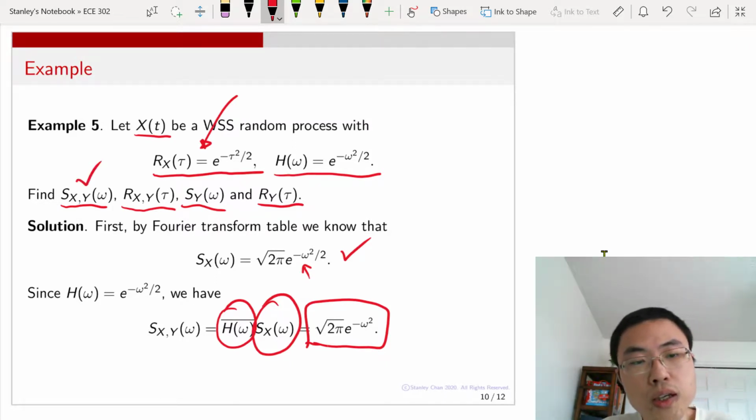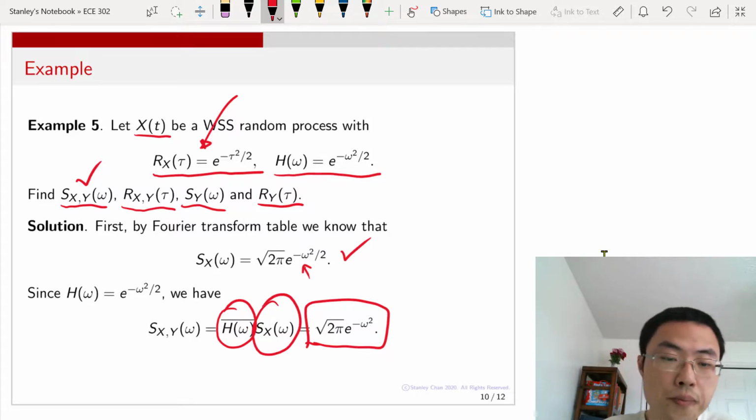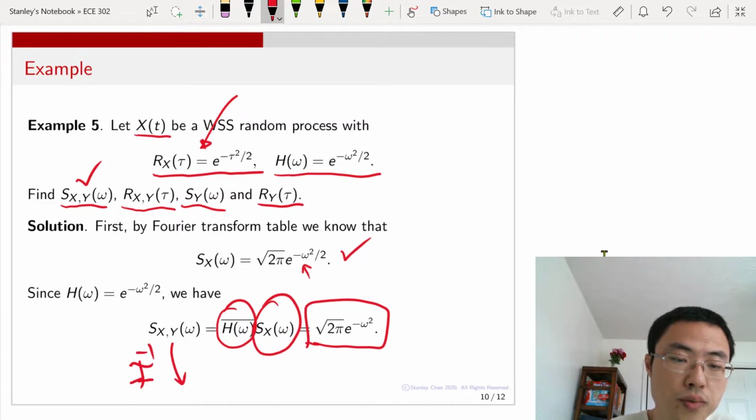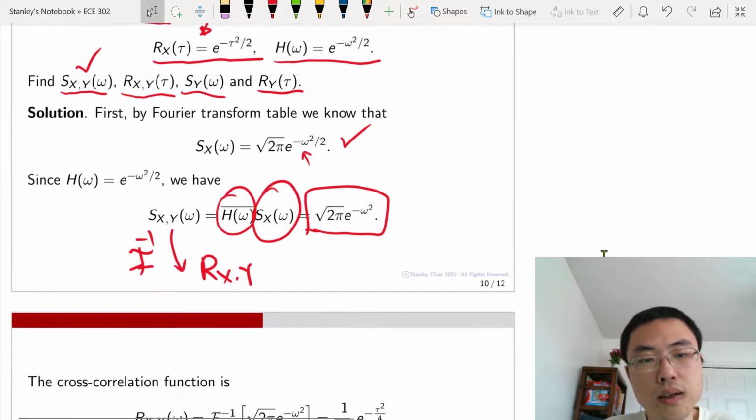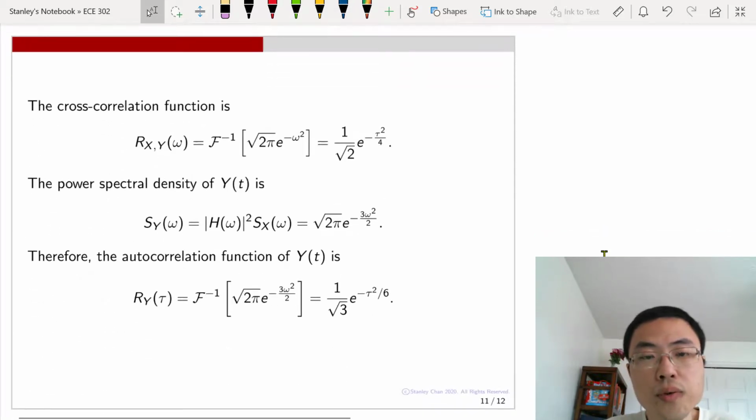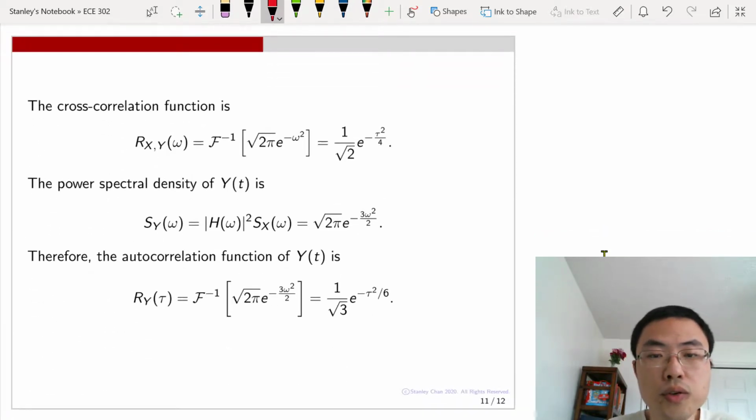Now what is the cross correlation function, Rxy? Then you just take the inverse Fourier transform, you'll be able to get Rxy. So if you follow the table, you take the Fourier transform, you can show that Rxy is given by this quantity.